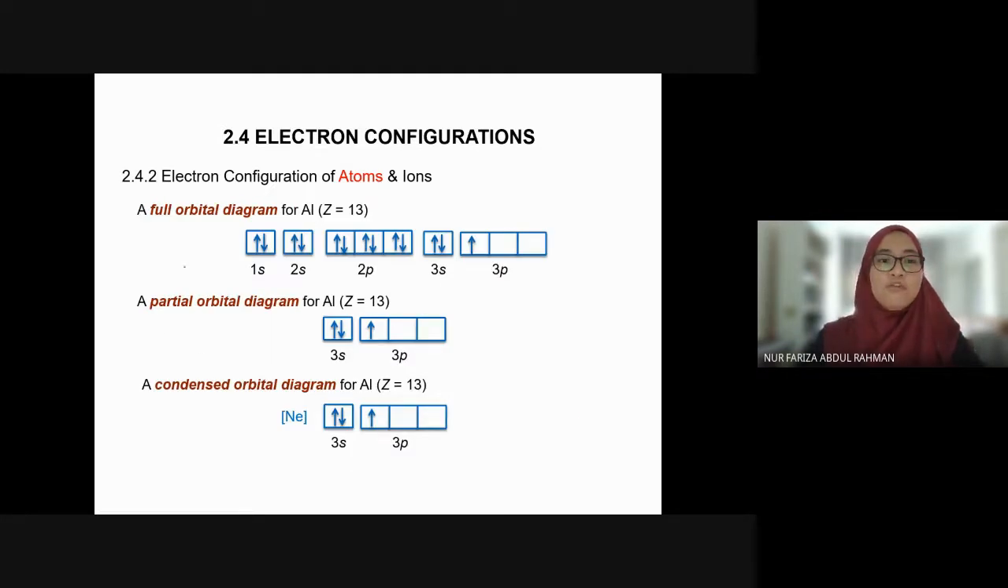Sama juga for full orbital diagram, partial orbital diagram and also condensed orbital diagram. Bezanya tadi dalam keadaan electron configuration, but this one is orbital diagram. So please yang ni jangan pergi letak pula 6, 2, kita dah ada everything in the orbitals.